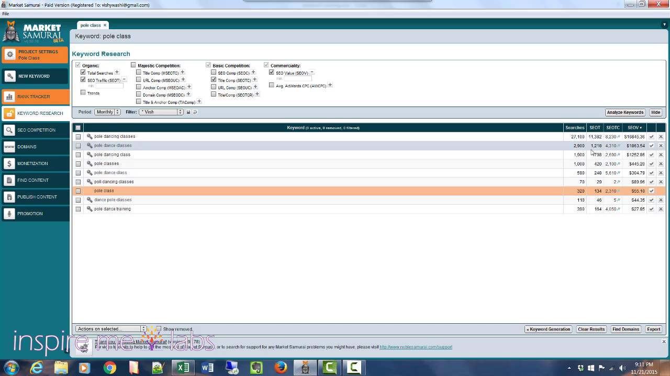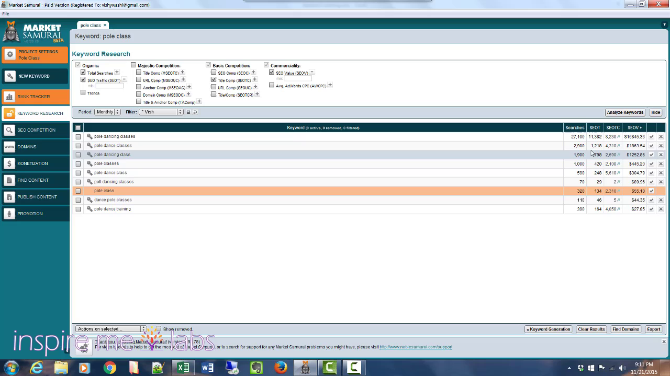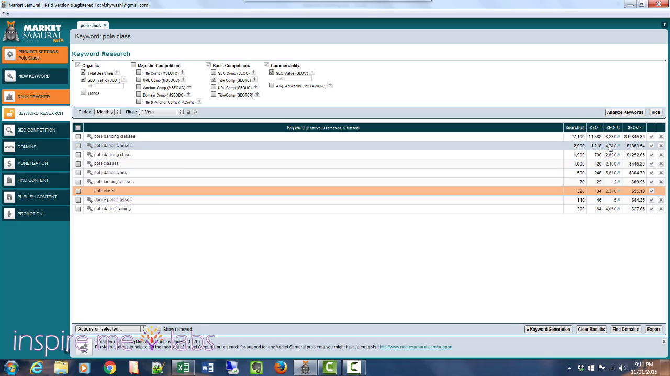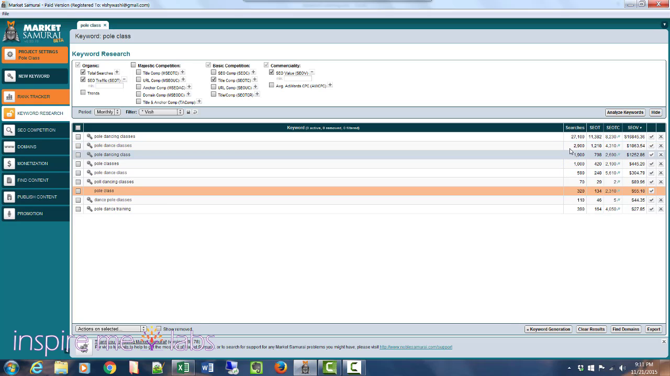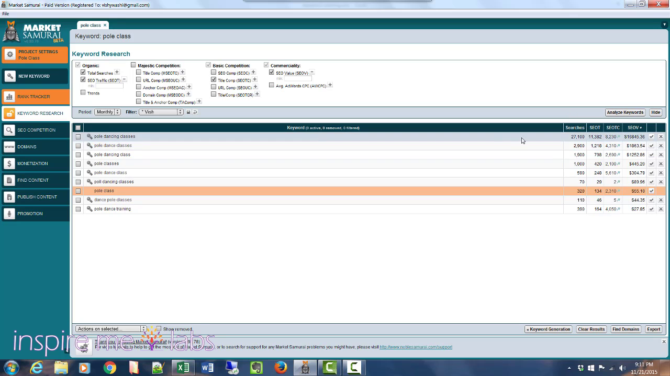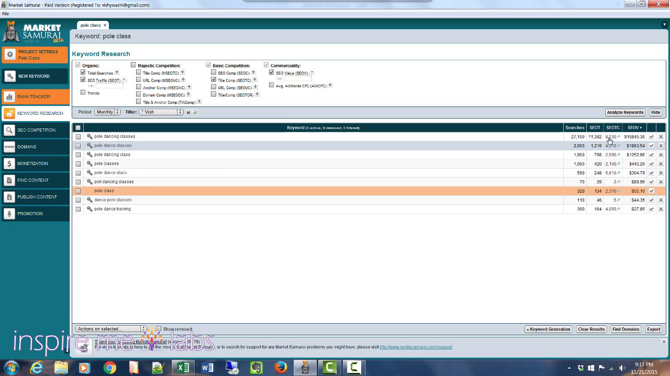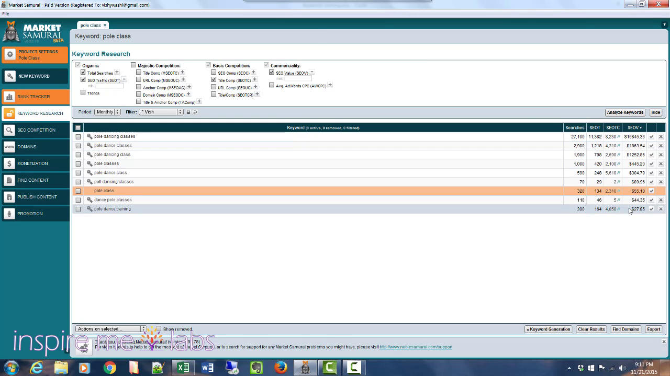I'd rather go for something like this, which is pole dance classes. It's got about 4,000 competing pages, but the searches are 2,900. And of course, this keyword right here with 27,000 searches and 8,000 competing pages would be a good one to target. And the last metric on this column is what you could tell your client.